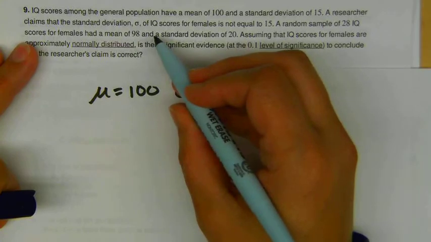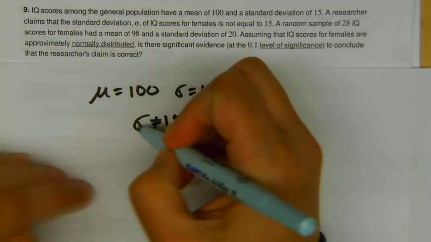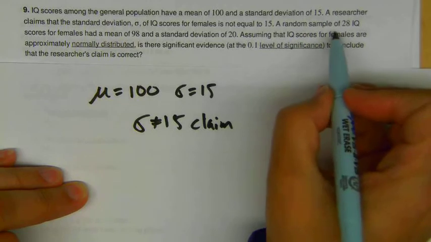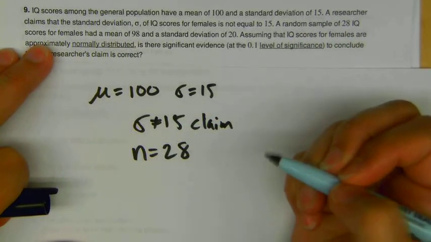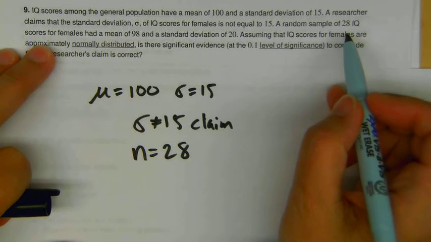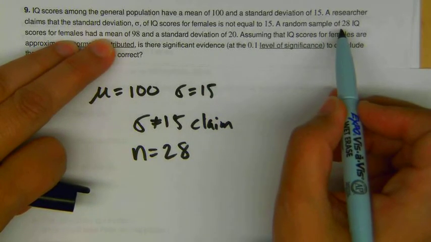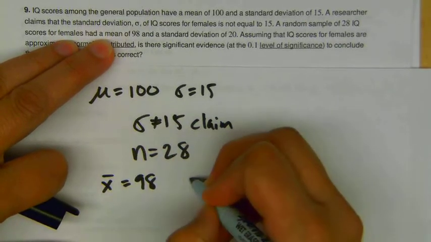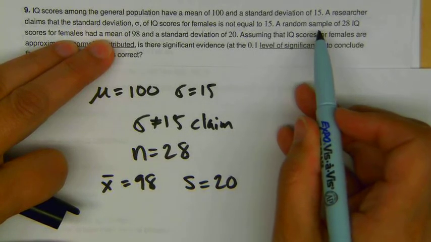A researcher claims that the standard deviation, sigma, is not equal to 15. So that's their claim. That will help me later. A random sample of 28. I know n equals 28. As you write these out, what each number stands for will narrow down the formulas you're using. This mean and standard deviation are in the same sentence as that sample size of 28, so those are going to be the sample mean and the sample standard deviation. To keep those apart, they're in the same sentence talking about that random sample.